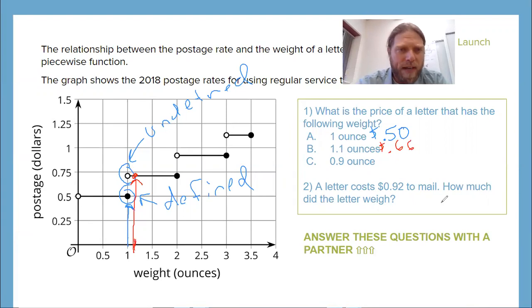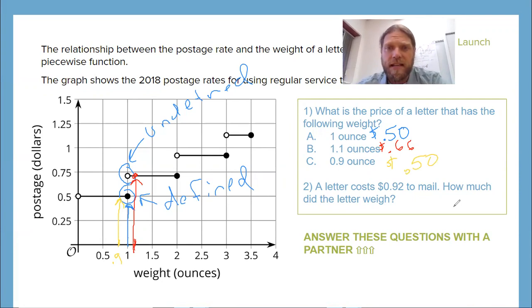And then it says 0.9. Well, 0.9 ounces. I know 0.9 is below 1. So let's go ahead and change that color up. 0.9 is below 1, which is approximately right there, right? And 0.9 has got to be somewhere right around there. It looks like it's going to be 50 cents again. So, okay, 50 cents again.